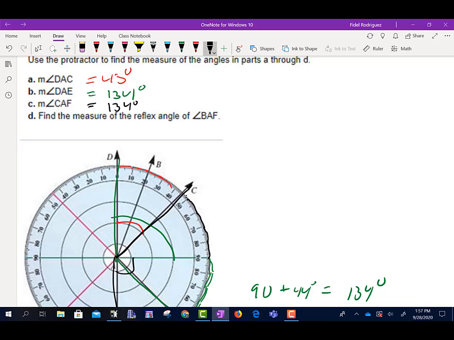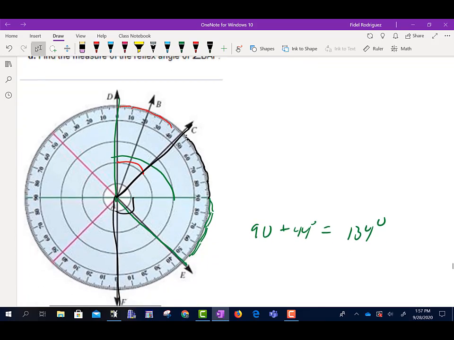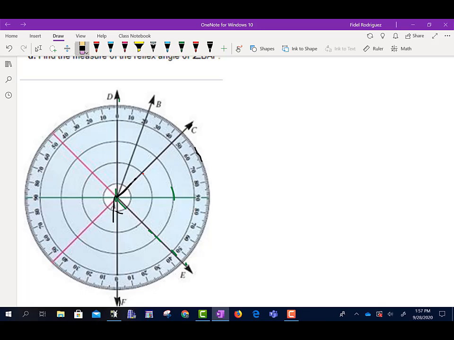And then it says the measure of the reflex angle for BAF. Okay, so let me erase a lot of this mess that we got here, and let's find a reflex angle for BAF. Okay. So angle BAF. The reflex angle, so the measure of angle BAF would be this part right here, okay?